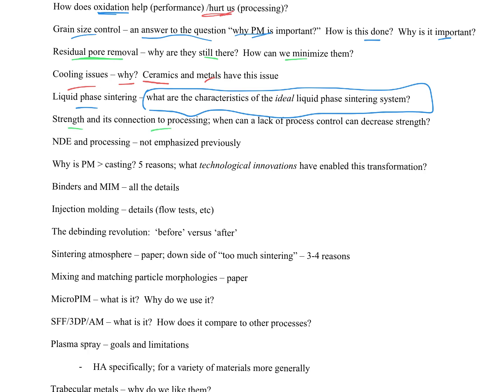Strength and its connection to processing. When can a lack of process control decrease the strength? We know that we have issues associated with grain size, and issues associated with porosity, and if we don't control the process, particularly heating, we can have problems that show up in that area. And then NDE and processing. We talked about this a few times, but just keep in mind what NDE stands for, what its goal is, why we care so much about it, and what we'd like it to be able to do, which is more than it can currently do. But it is very important to us because of the potential for NDE to really benefit this area.